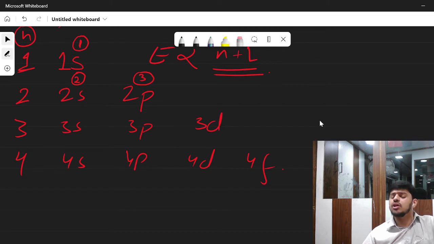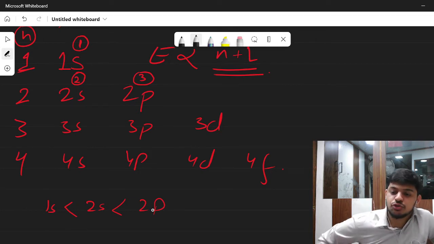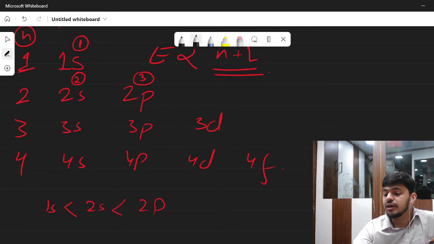Very simple. 1s will have the lowest energy, after that 2s will come, after that 2p will come. You remember there was a question, the same question in your exercise, and you did the same thing here. Do you remember you did the same question?